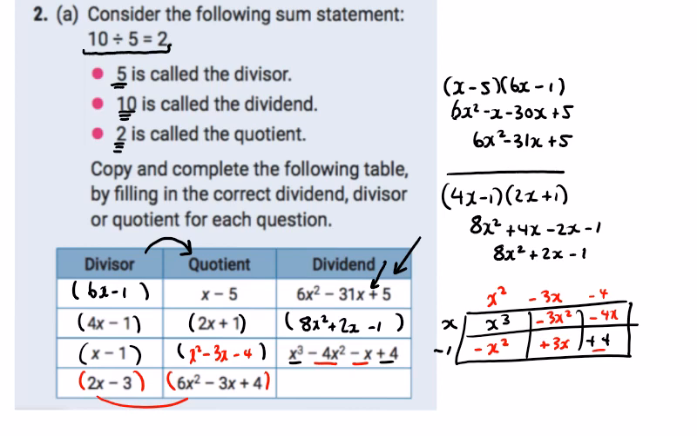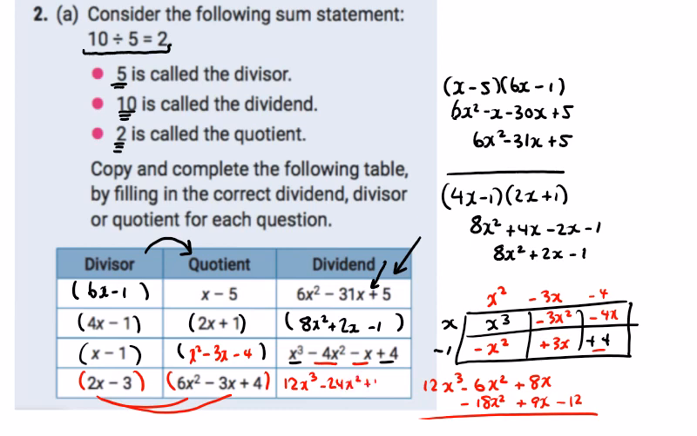And this is just a multiplication again. So 2x by 6x squared, 12x cubed, 2x by minus 3x, minus 6x squared, and then plus 8x. And multiplying them all by minus 3, we get minus 18x squared plus 9x and minus 12. And if we combine all these, we're going to get 12x cubed minus 24x squared plus 17x minus 12.